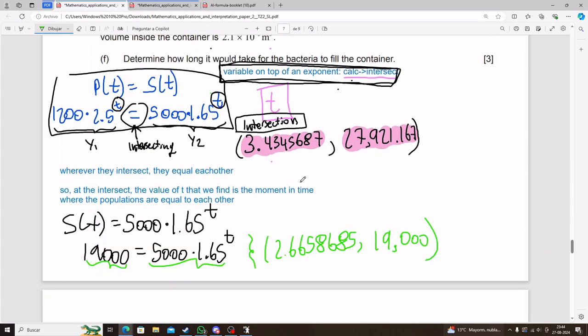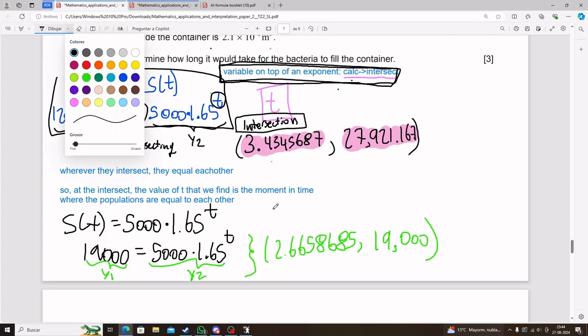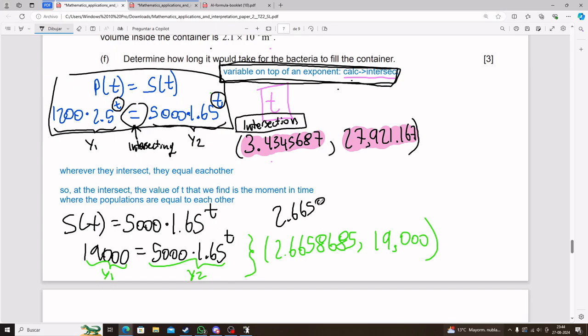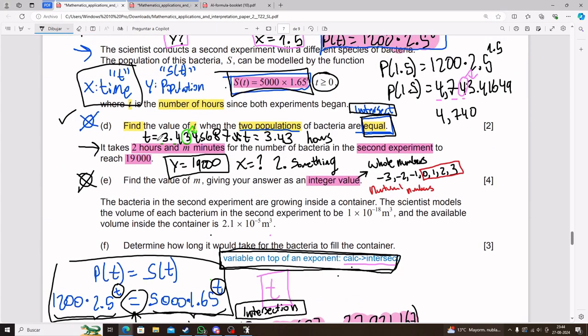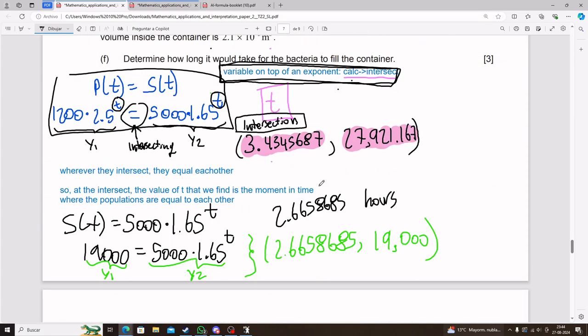Alright, you guys, so this is the amount of hours. See, so technically I have 2.665865 hours. Now what they want us to answer is to answer with hours and minutes and leave it as an integer. So technically, if I were to spread this out a little bit, you end up with 2 plus 0.6658685, right? Now this is in terms of hours, and this is also still in terms of hours.